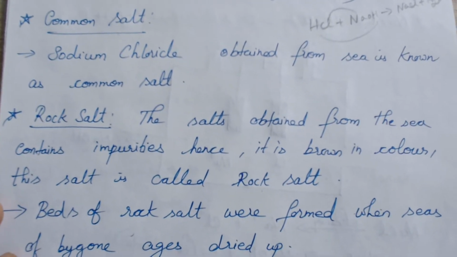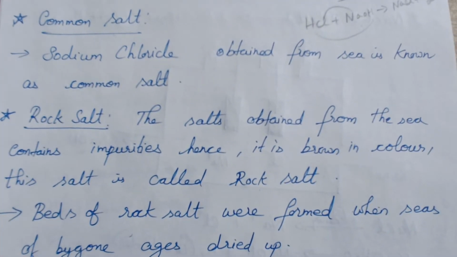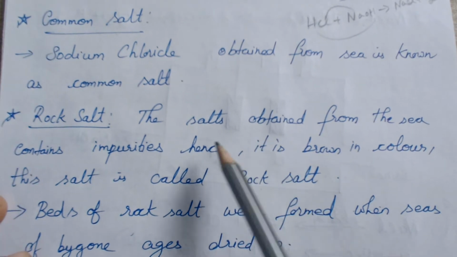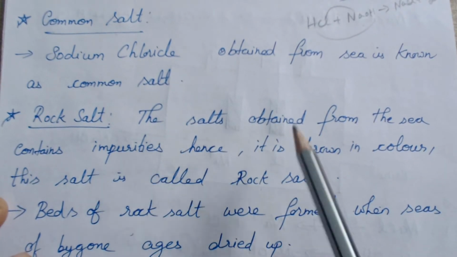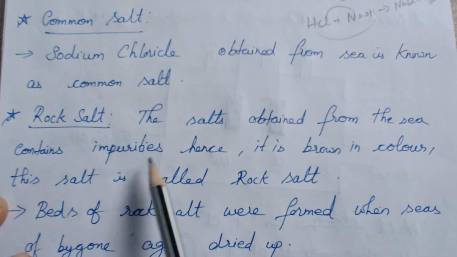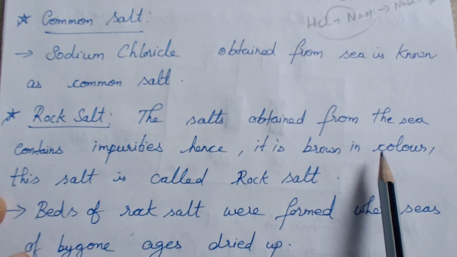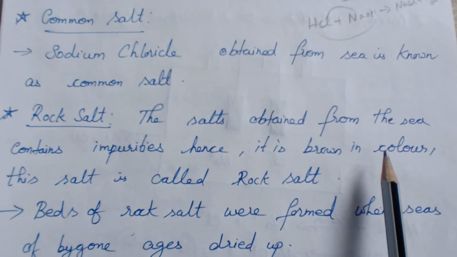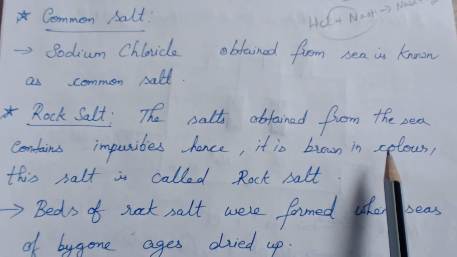Okay. So in most places you can see beds of salt, right? Due to bygone ages, the beds become a big rock, rock salt. Okay. The salt obtained from the sea contains impurities, hence it is brown in color. It will not be white in color. They will purify it and give it for daily use.